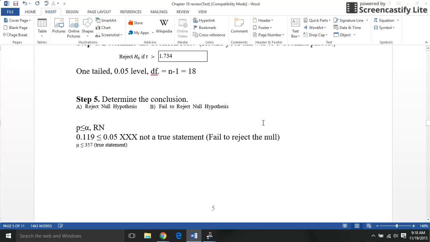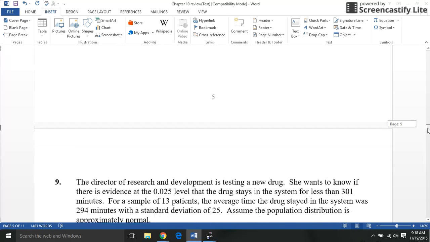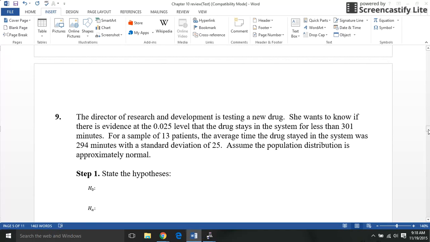Okay. All right, so let's keep going to another example. Here's another way to look at these. The director of research and development is testing a new drug. She wants to know if there's evidence at the 0.025 level that the drug stays in the system for less than 301 minutes. For a sample of 13 patients, the average time the drug stays in the system was 294 minutes with a standard deviation of 25. Assume the population distribution is normal.